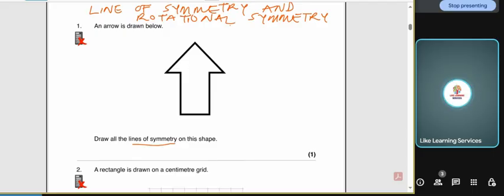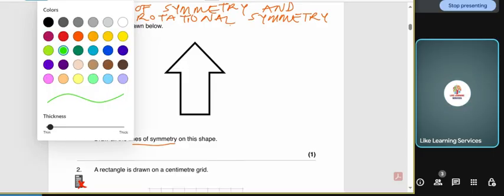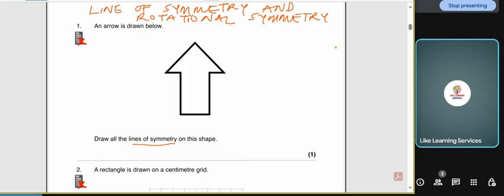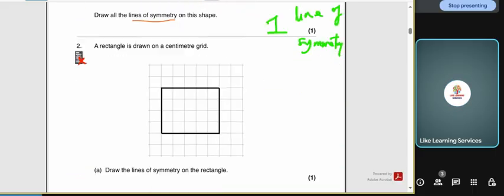Yes, are you answering? How many lines of symmetry does it have? One. Okay, this one has only one line of symmetry because you can only divide it into two equal parts. No more. There's no other line. So it's only one line. One line of symmetry. Okay, so on and on and on.